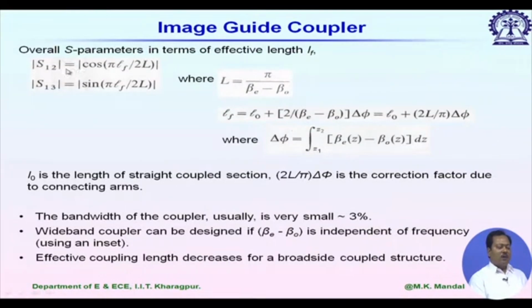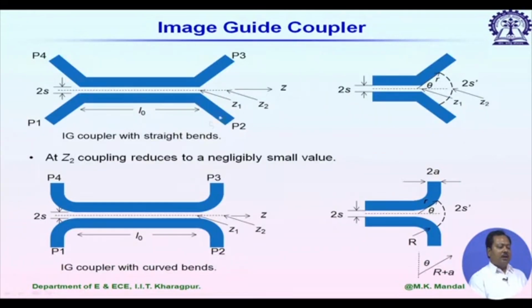Then the overall S21 and S31 can be represented in cosinusoidal and sinusoidal form. It is cos(pi LF by 2L), where capital L is equal to pi by (beta e minus beta o). So, beta e and beta o represent the phase constant for even mode and odd mode excitation, and LF is the effective coupled length, and this is L0 plus some correction factor. This correction factor is because of this bend actually.